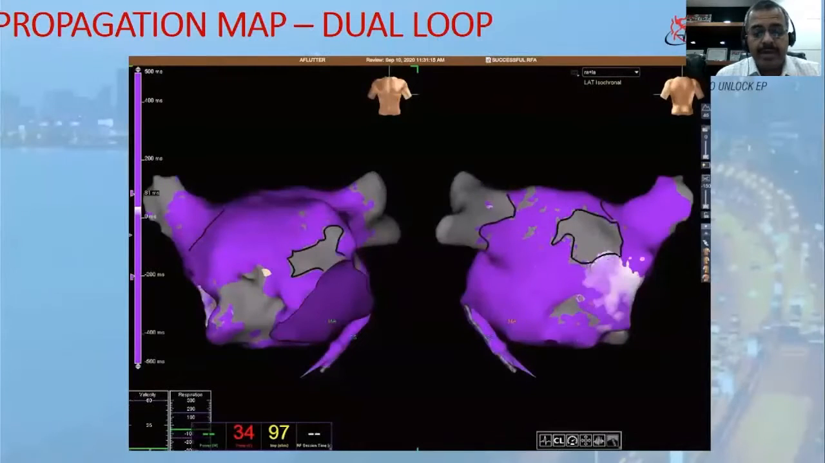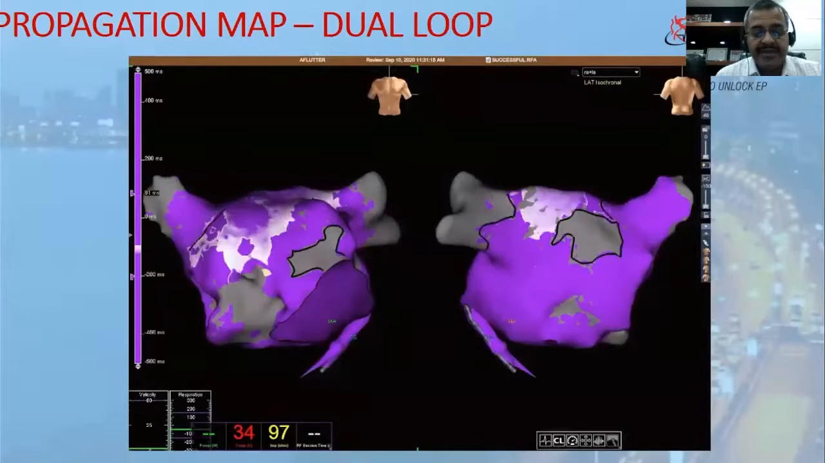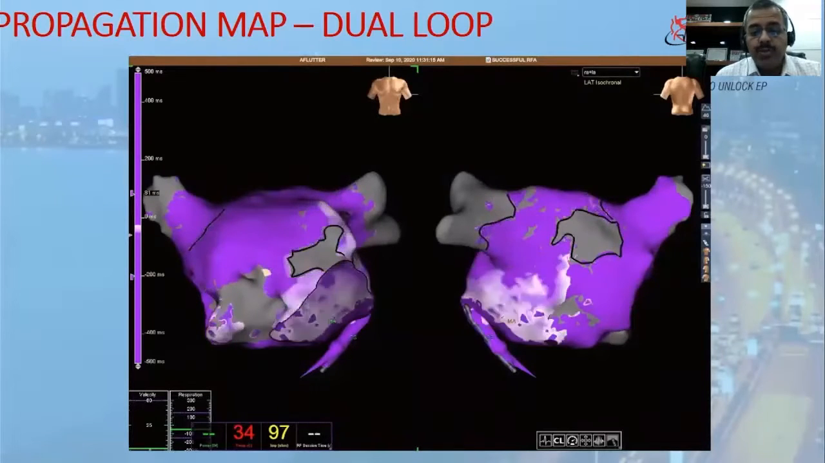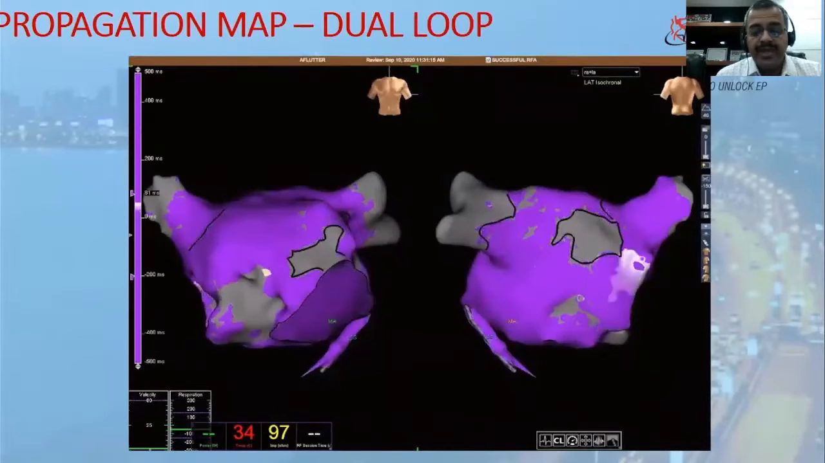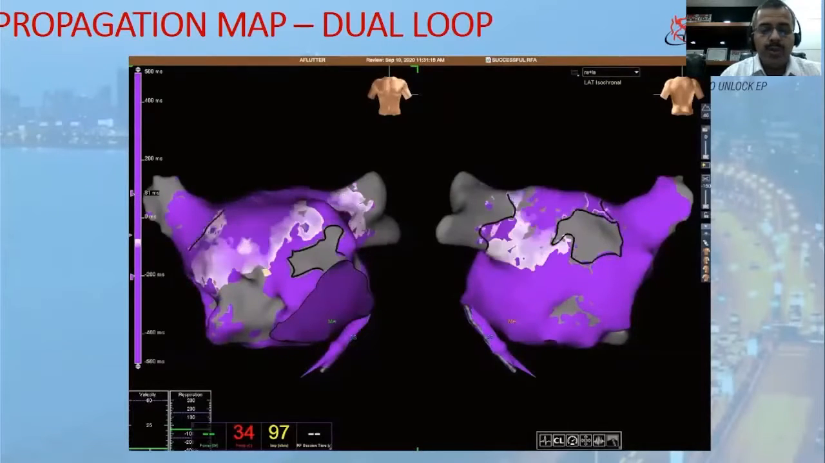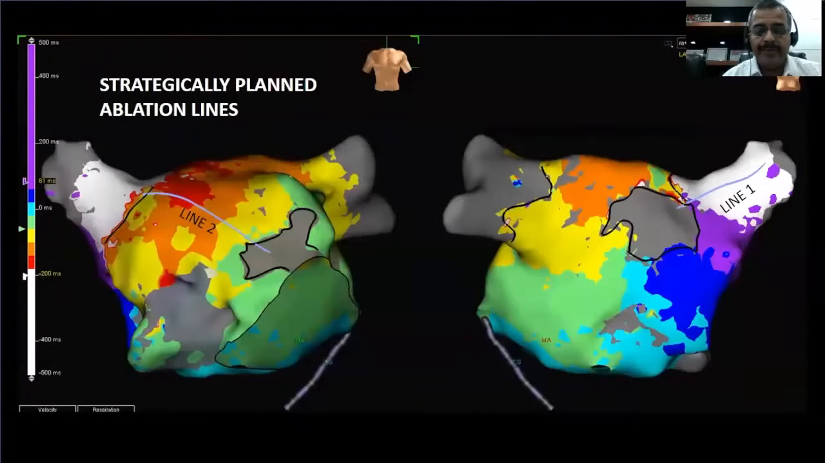So this is the propagation map, which shows a dual loop, one loop going around the anterior left atrium and the other loop going around the posterior left atrium between the surgical scar and the right superior pulmonary vein. So we strategically planned two lines, one line posteriorly between the RSPV and the scar, and one line anteriorly connecting the right superior pulmonary vein to the anterior mitral annular scar.